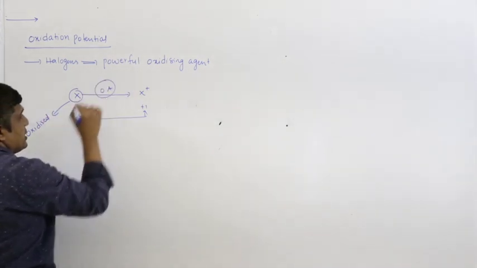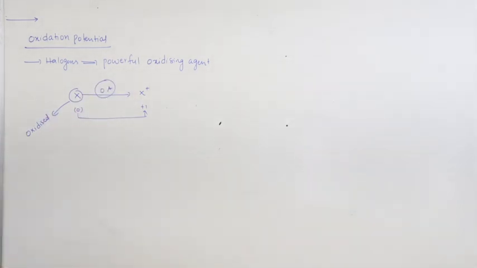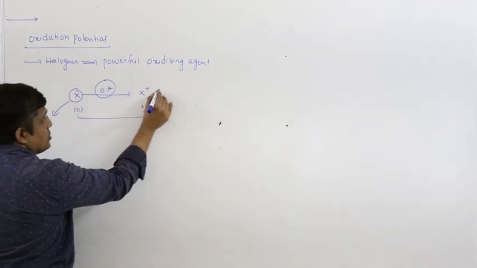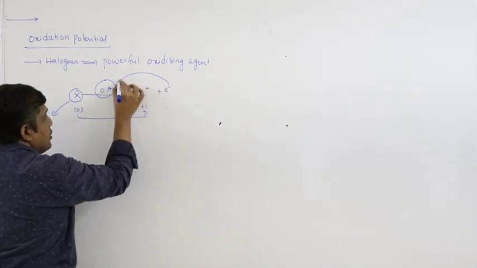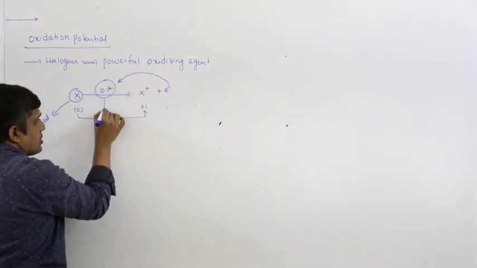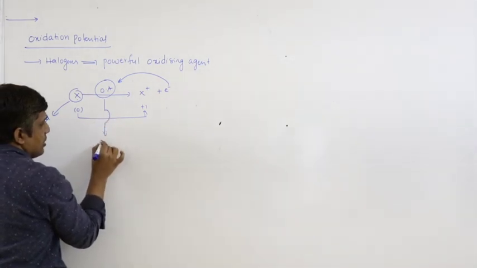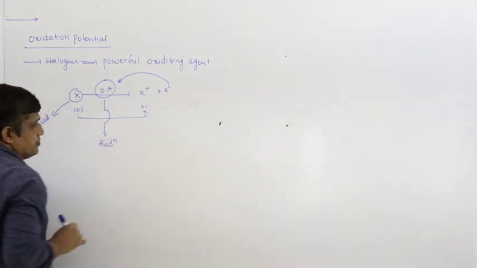By what? By this oxidizing agent. So what is it doing? It is losing electrons. The electron is gained by the oxidizing agent. The oxidizing agent itself will undergo reduction.